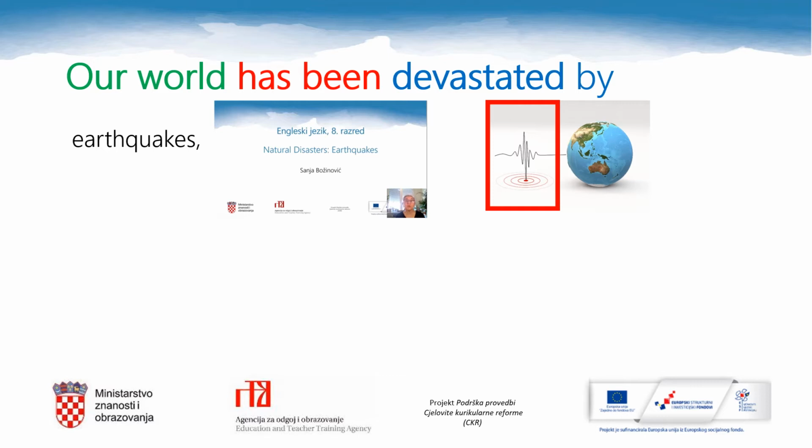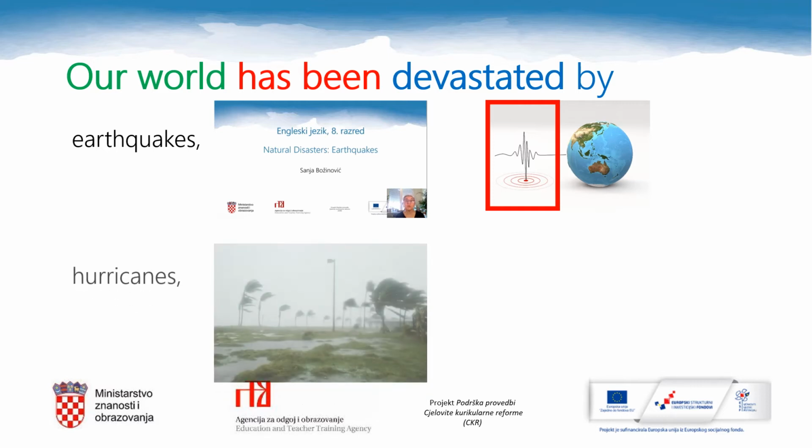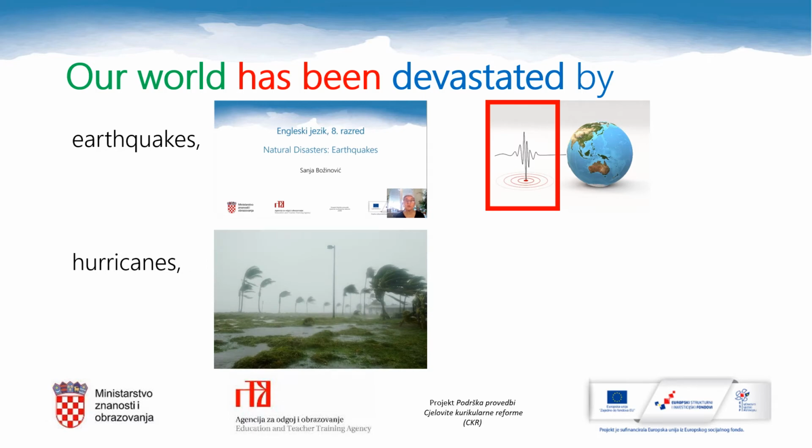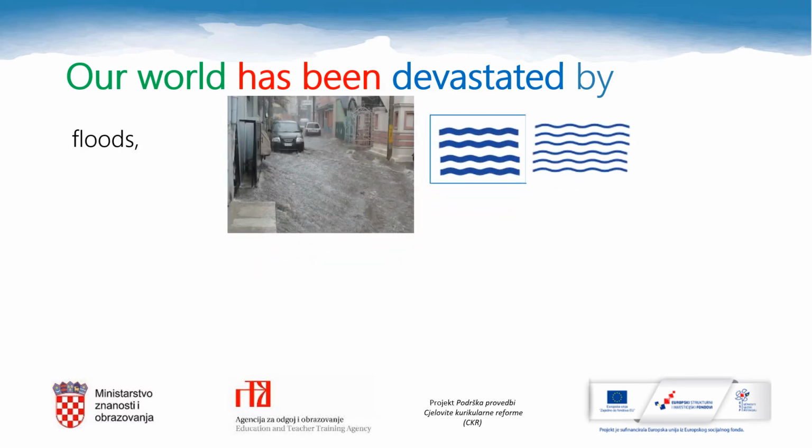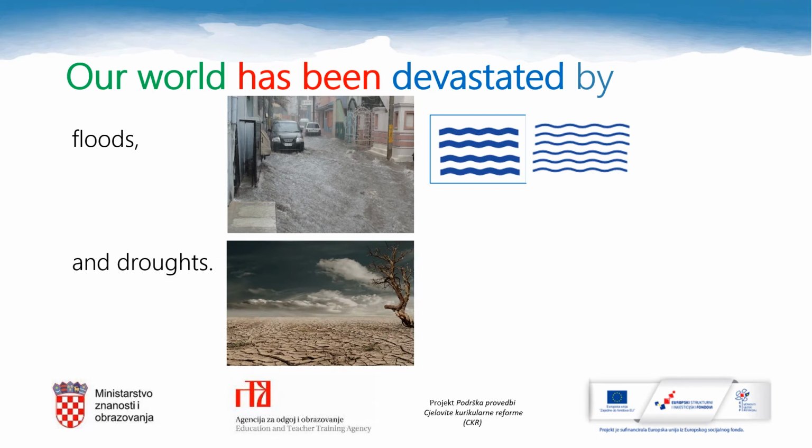Potresi razaraju naš svijet. Our world has been devastated by hurricanes as well. Hurricane means uragan, and this hurricane symbol is also internationally used. Our world has been devastated by floods and droughts. There are more symbols for drought.